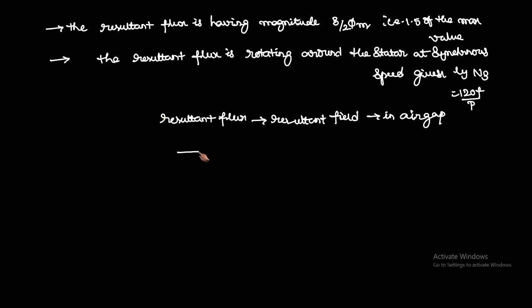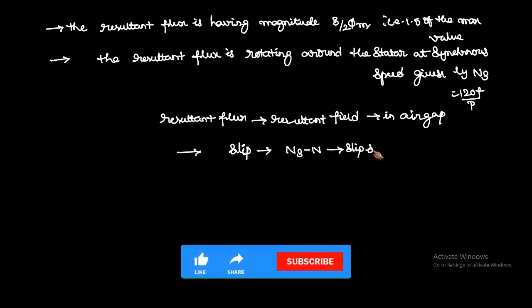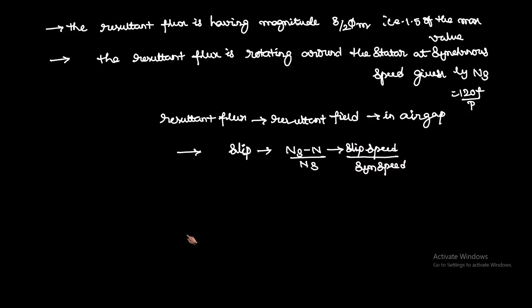There will definitely be a speed gap, that is, a speed difference. That is called the slip. Slip is defined as the slip speed, ns minus n, to the ratio of the synchronous speed. This is called the slip of the induction motor. Only when slip is there will EMF be induced. Slip can be represented in percentages also. If you multiply by 100%, you get it in percentages.